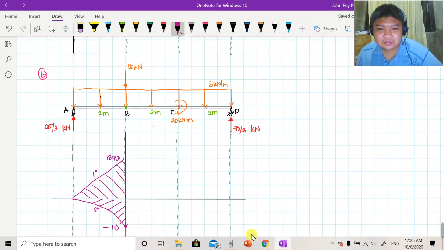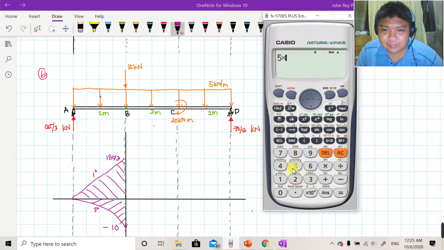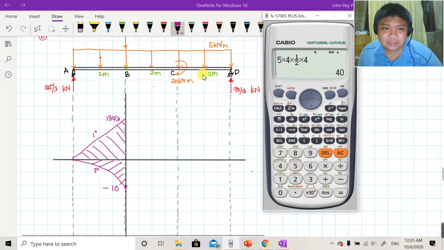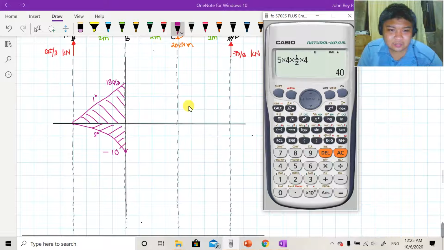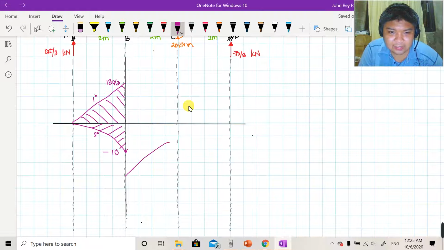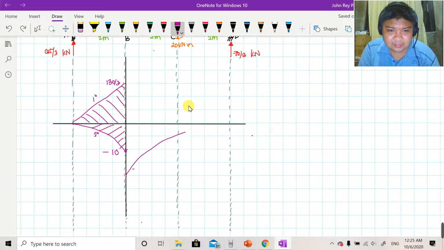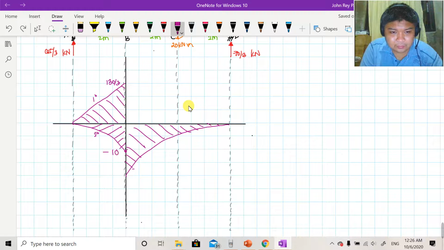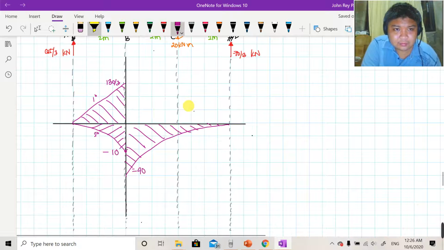So this time, unahin ko na itong 5 kilonewton per meter with a arm of 2 meters. So 5 times 4 is 20, di ba? 5 times 4 is 20 times 1 half of 4. So this will be negative 40. I am referring to this distributed load, no? So, automatic, negative 40 siya. And, a spandrel pa rin siya. Diba? This is a spandrel still. A spandrel of the parabola. So, ayan. Negative 40 to. Lagay natin. Negative 40. Tanggalin ko tong isa, no?